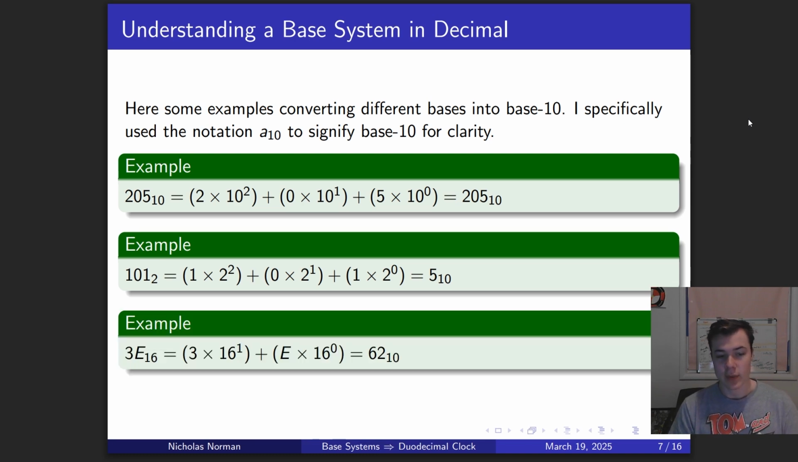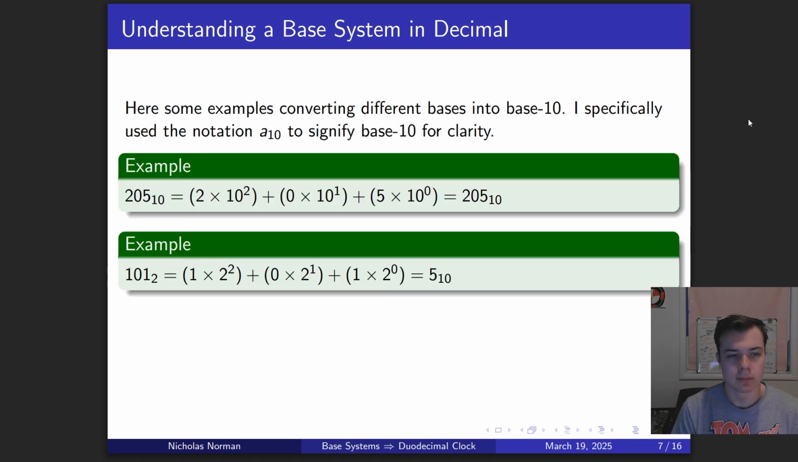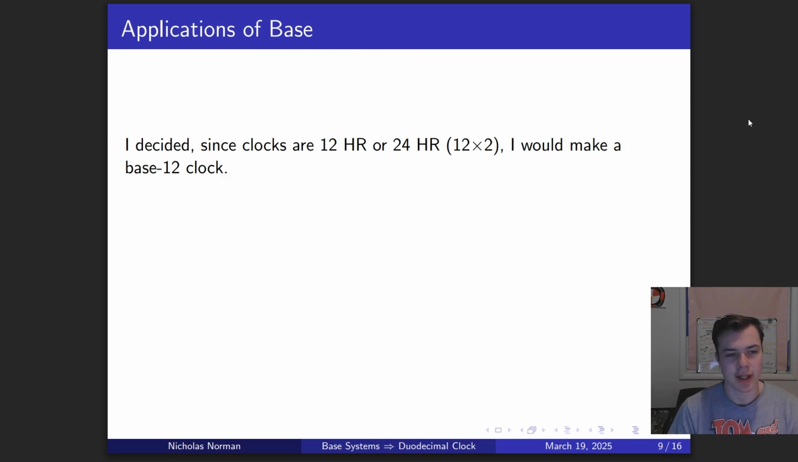Similarly, for base 16, 3e, keep in mind e is 14, I think, 13 or 14. Anyway, 3 times 16 plus e times 16 to the 1 gives us 62. And there's something we can note here that's kind of cool. 10 in any base, 1, 0, is equal to that base. So in base 2, 10 is 2. In base 10, 10 is 10, obviously. In base 16, 10 is 16. And there's a quick proof right there. Pretty simple to understand. And so you can pause the video and take some time to do that. That's just a quick example if you want to try it out.